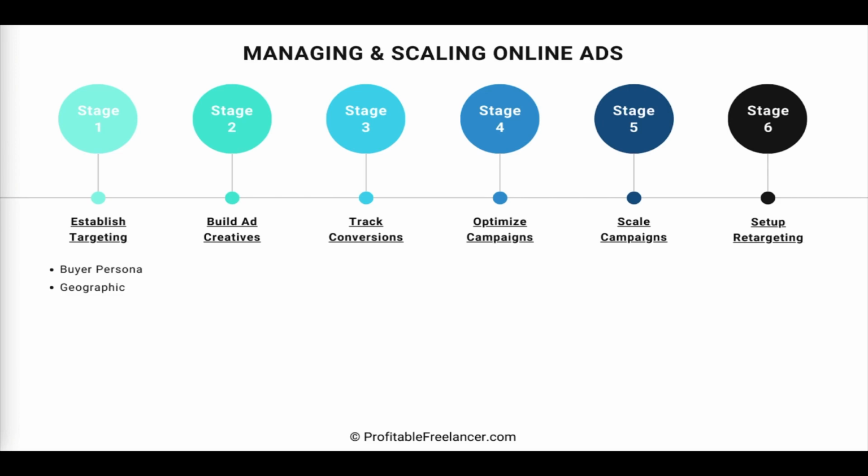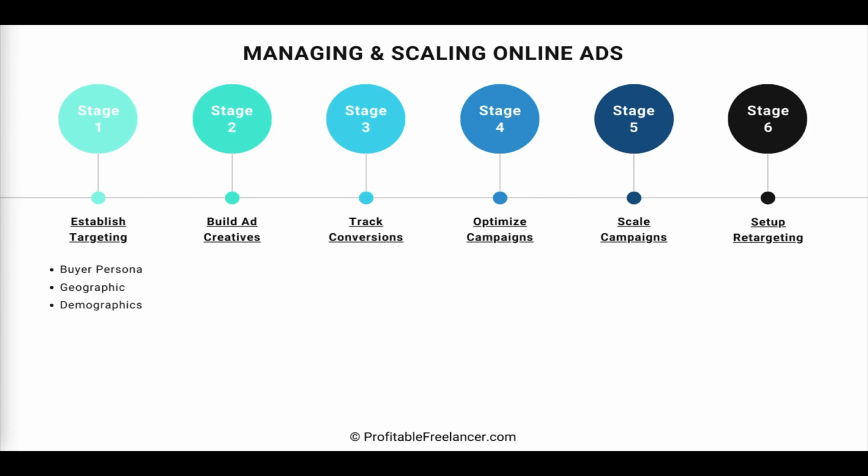Then you can also target by geographic area. That means locations down to zip codes or radiuses. There's a lot of different ways you can target geographically, but they're all pretty much the same thing. It's all targeting specific locations.